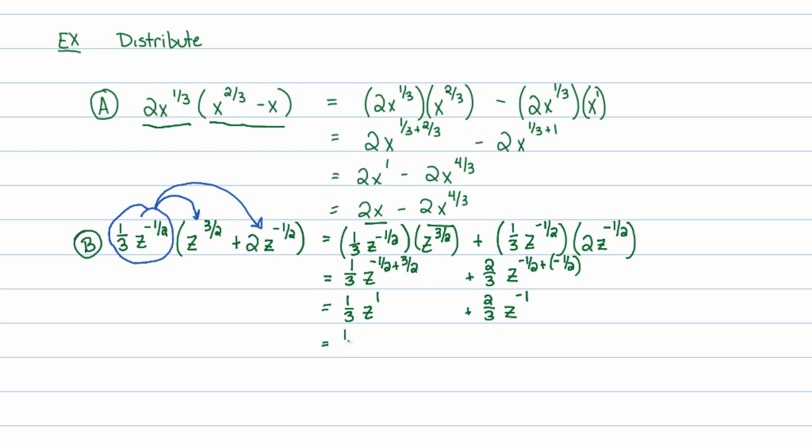Let me just write this one last time a little cleaner. 1/3 z plus 2/3 z to the negative first. And if you have an instructor that prefers your answers to be with positive exponents only, then you can write this as 1/3 times z plus 2 over 3z, right? Because you can rip the negative off that exponent and drop that z downstairs.